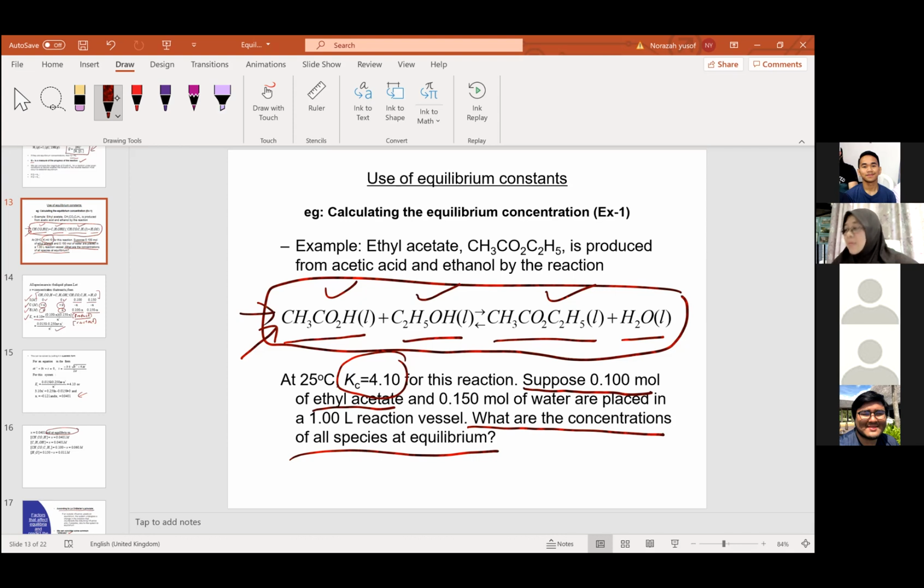Right. So the answer is correct, but it has to be detailed. The first condition is I add more ethanol to the system. So the answer is, according to Le Chatelier's principle, the equilibrium will be shifted to the right and more ethyl acetate will be produced. That means more product will be produced. Your answer is correct, but you should add more detail.